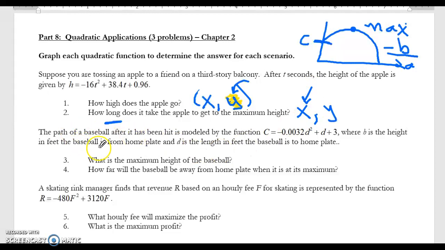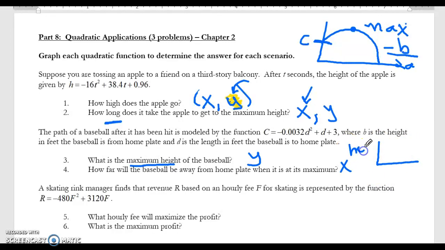Okay. The path of a baseball after it's hit is modeled by this equation, where h is the height and d is how far away. What is the maximum height? So that's the y value of the vertex. And how far will the baseball be from home plate when it hits its maximum? That's the x value. So you have to understand which is which.